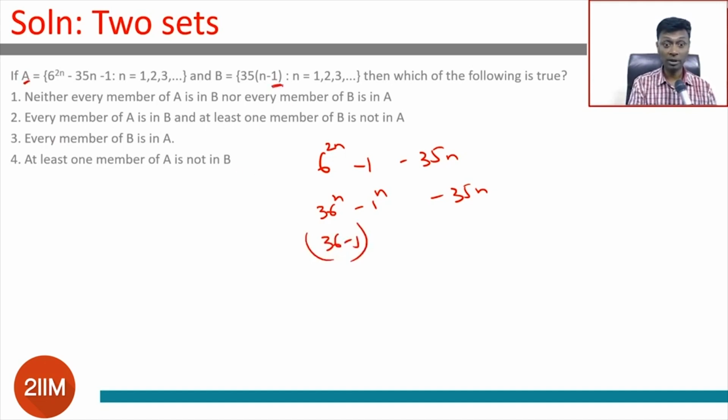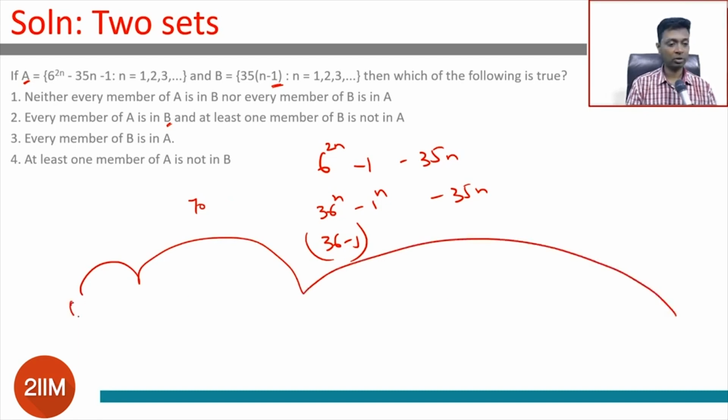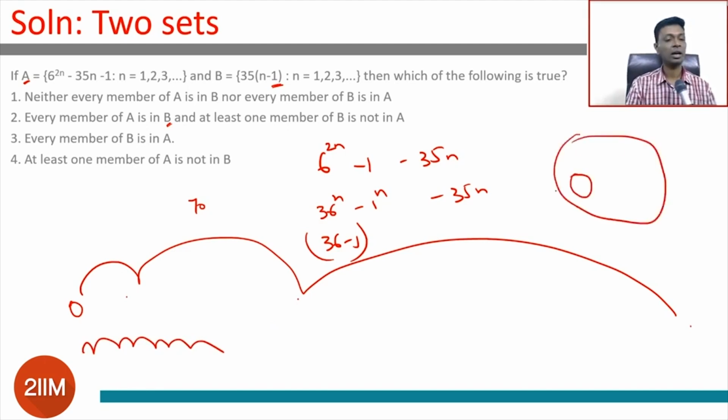B lists all multiples of 35, including 0. So every element of A is in B. And at least one member of B is not in A. 70 is not in A. 105 not in A. A jumps across multiples of 35. After 0, it goes to a large number, and then a much larger number, and then a giant larger number. B lists every multiple of 35. So B is a superset. A is contained within that. There's A like this and B like this. Every element of A is in B, and at least one member of B is not in A. There are plenty of members in B.